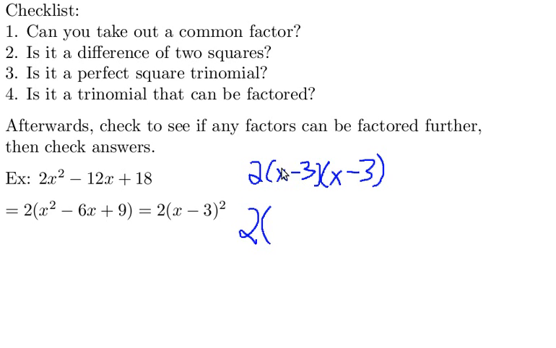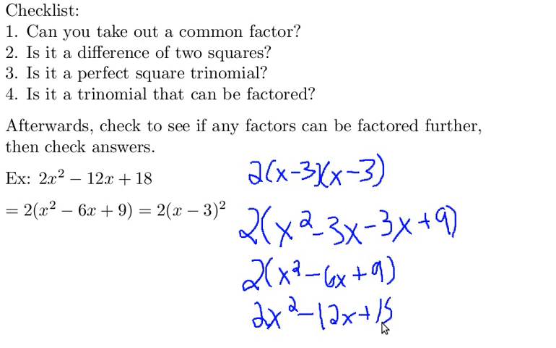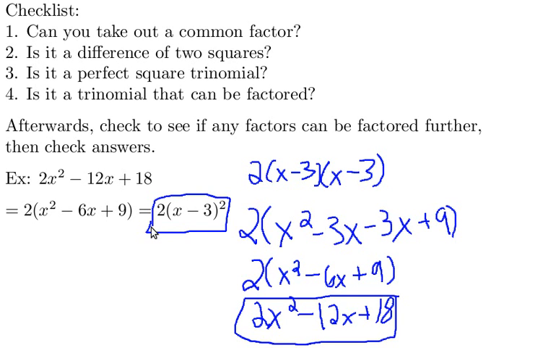So 2 times x will give you x squared. x times negative 3 will give you minus 3x. Negative 3 times x, minus 3x. And then negative 3 times negative 3 will give you plus 9. Combining like terms, we get 2 times (x squared minus 6x plus 9). Now we can distribute this 2. So we'll have 2x squared minus 12x plus 18. And that turns out to be the same answer that we got. The answer, whenever we check it, is the same as the problem that we started with. So that means that this is probably the right answer, assuming that we finished factoring completely.